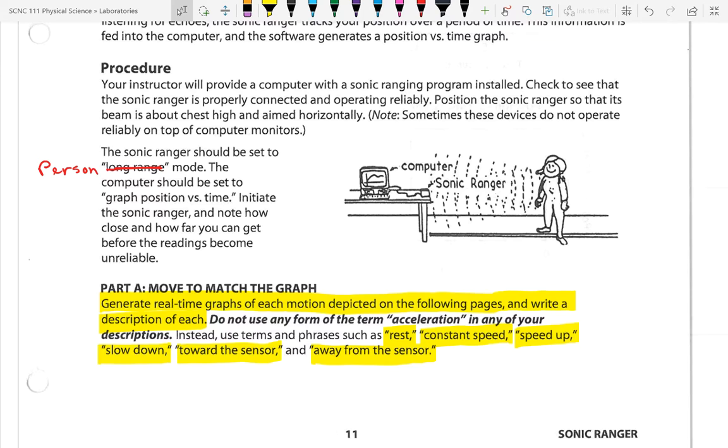Now, the instructions here say generate real-time graphs of each motion depicted on the following pages and write a description of each. Notice it says use these terms, so I highlighted the terms you're supposed to use in your descriptions. Now, you shouldn't just have rest. You should have a little more description than that.